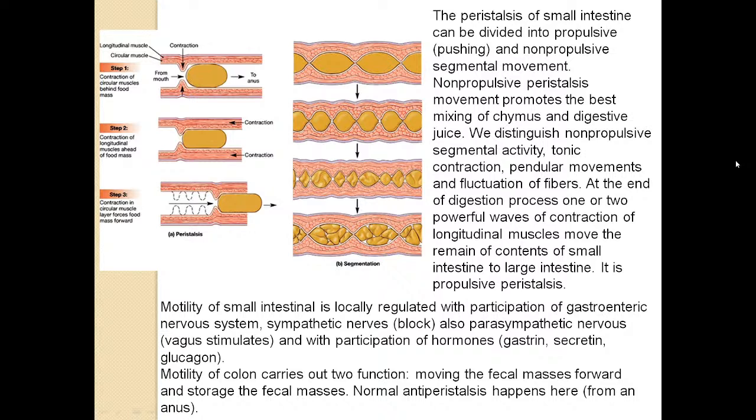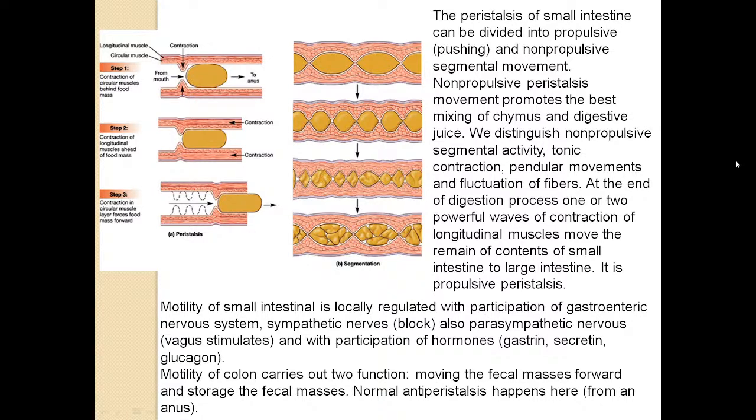At the end of the digestion process, one or two powerful waves of contraction of longitudinal muscles move the remains of contents of the small intestine to the large intestine. It is propulsive peristalsis. Motility of the small intestine is locally regulated with participation of the gastroenteric nerve system. Sympathetic nerves block, parasympathetic nerves vagus stimulate, and with participation of hormones: gastrin, secretin, glucagon.